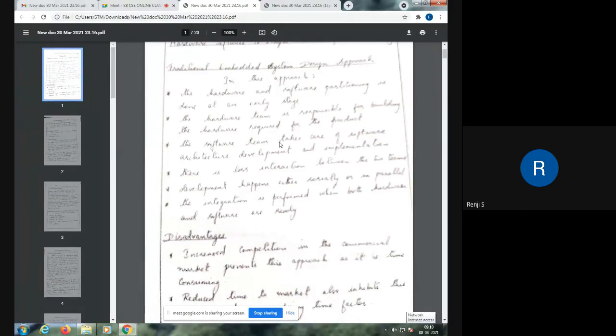And finally, when both the teams have completed their designs, the integration is performed when both hardware and software are ready. After the design, software designers write the software program. Hardware designers integrate their hardware units, and finally, this software is put into the hardware and integrated. Embedding the firmware into the hardware is called integration, and this integration is performed, and then finally it is tested.